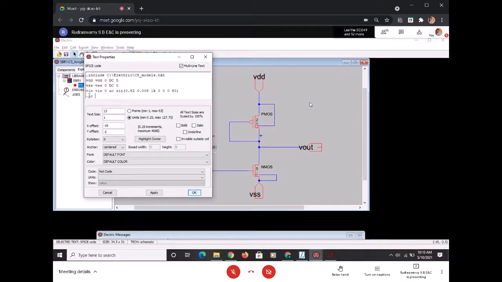Now in the transient analysis, your x-axis was time. Now in the AC analysis, what is your x-axis? Fast, what is the x-axis in AC analysis? Anyone?